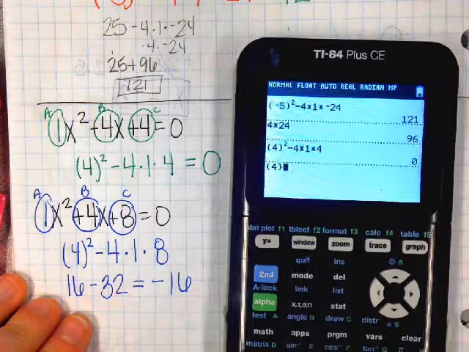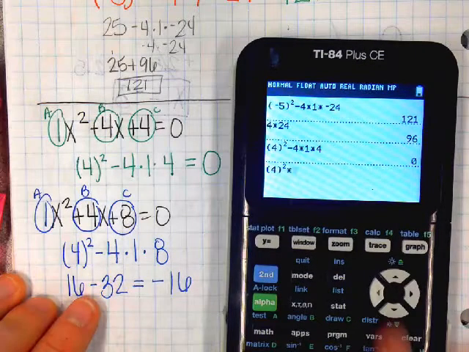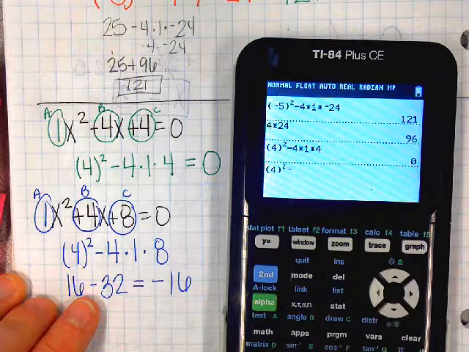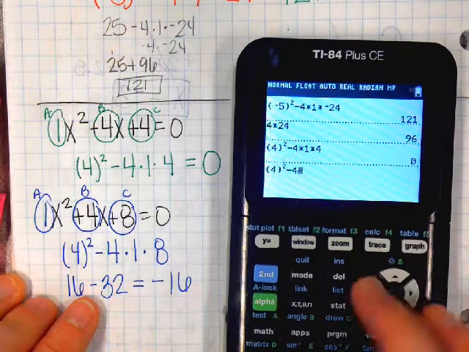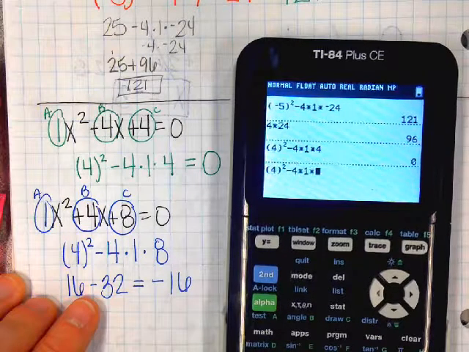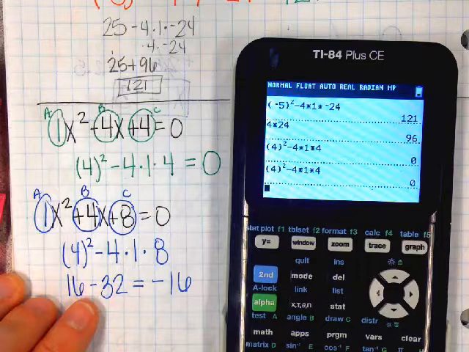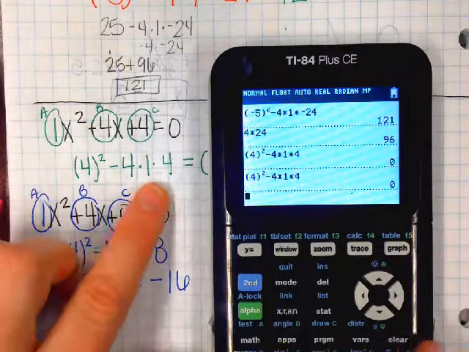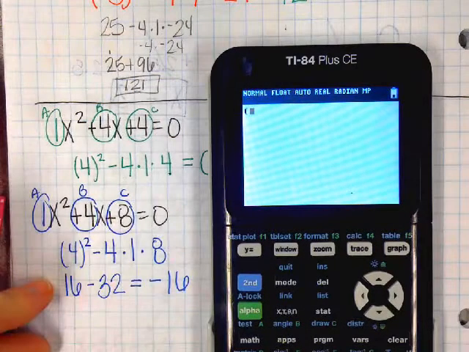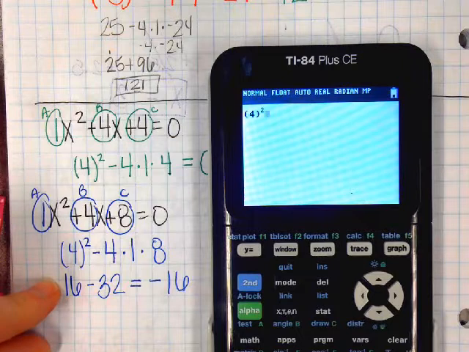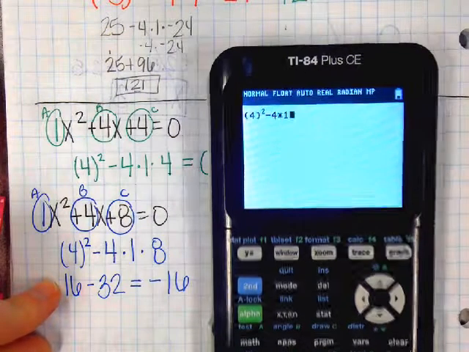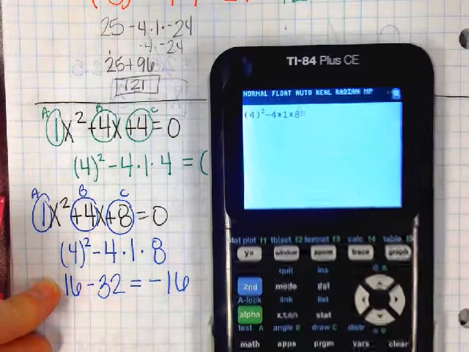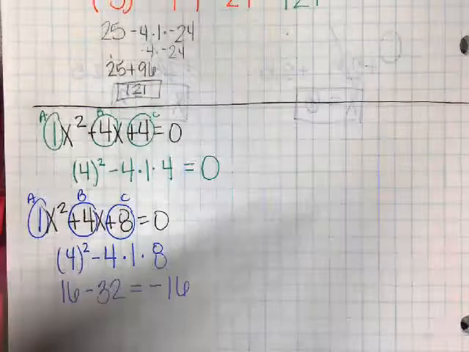Go ahead and type it in just to show you. Minus 4 times 1 times 4. Oops, I typed in the other one. Sorry, I'm losing my mind this morning. Minus 4 times 1 times 8 is negative 16.